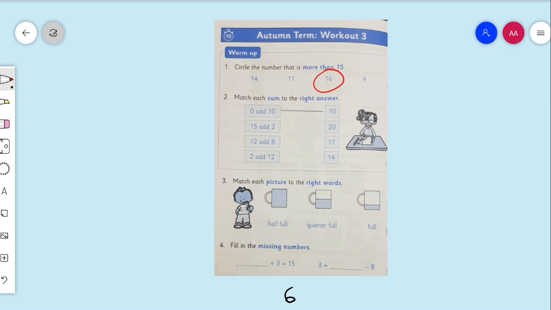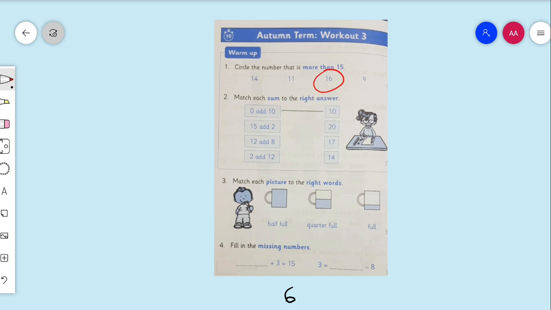Okay, now let's go to question number 2. It says match each sum to the right answer. So 1 has been done for you. 0 add 10. When you add a number to 0, it stays the same. Like we add 0 to this 10, so it still stayed the same and it's still 10.